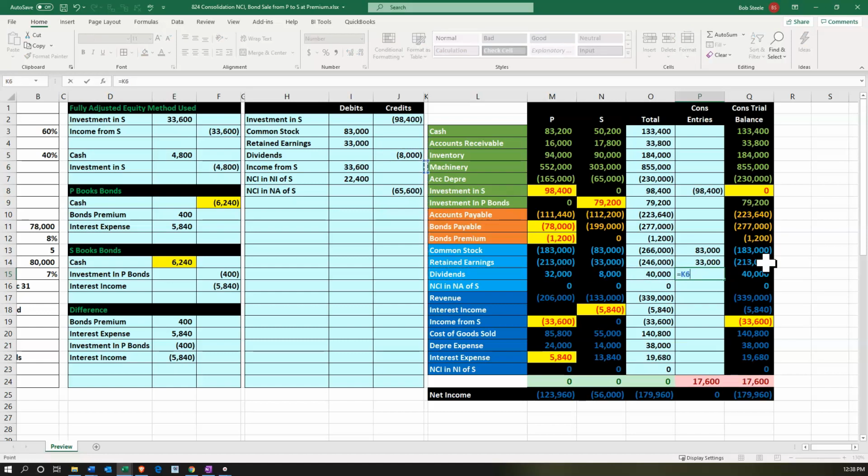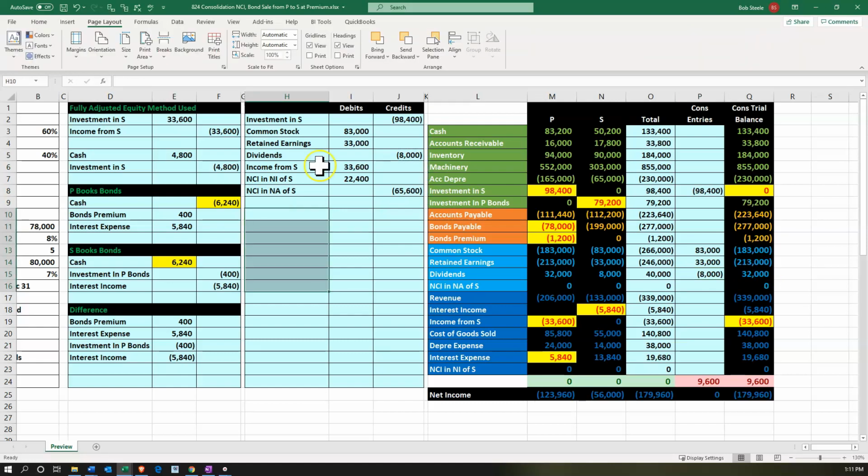And then the dividends, we'll do the same for the dividends, bringing it back to the parent number. Then we have the income from S, so that's going to be down below. Income from S, we're going to say that will be equal to the 33.6, and that brings this down to 0, so nothing tricky happening here. That is good. Then the non-controlling interest in NI, that's going to be down below right here. That's going to be equal to the 22.4.